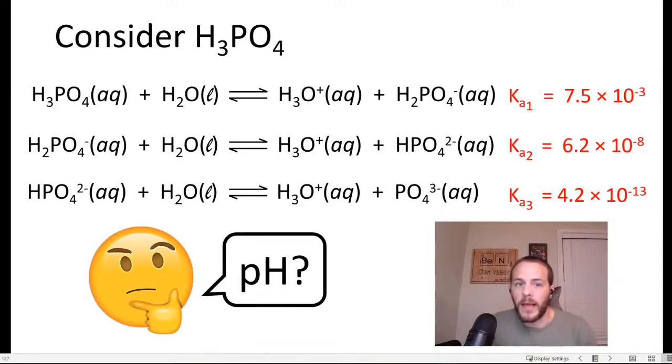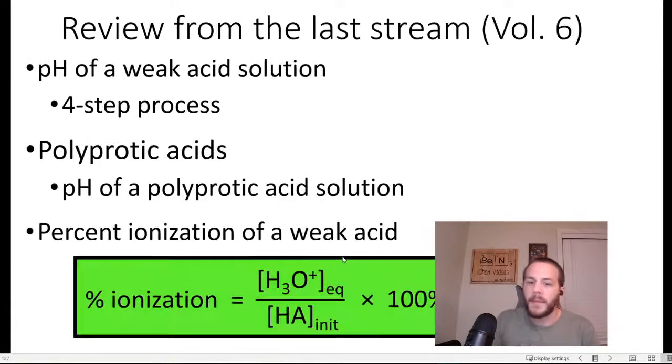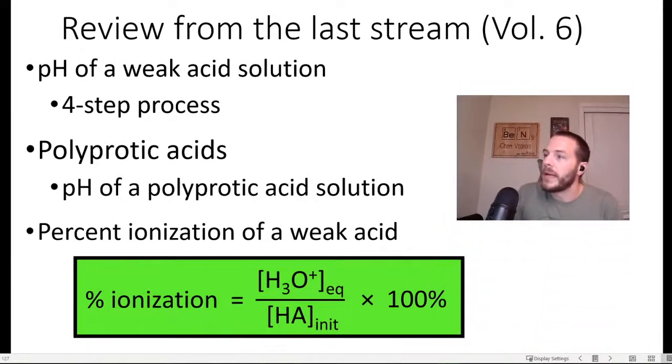That's the pH of a polyprotic acid solution. Then we wrapped things up talking about percent ionization. I'm going to move myself over here again. Percent ionization of a weak acid is pretty straightforward. It's just a formula: percent ionization is equal to the concentration of hydronium at equilibrium divided by the initial concentration of the weak acid, times 100%. The hard part is finding that equilibrium concentration of hydronium, and then you just plug that into the formula, and that gives you percent ionization.